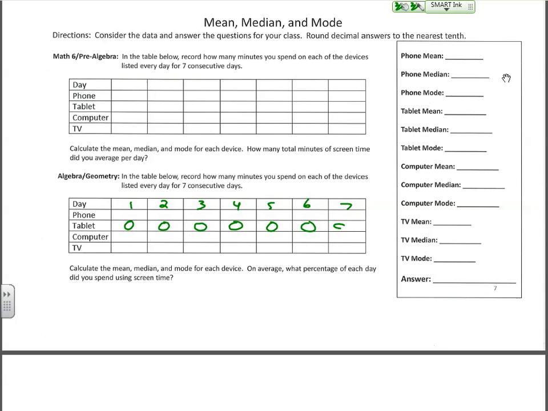But whenever you are in front of a screen, you need to be keeping track of how much time you spend. Your job in algebra is to calculate the mean, median, and mode for each device. And then, on average, what percentage of each day do you spend using screen time? If your mean for all of your screen time together is 12 hours, that's a lot, by the way, but if it is, then 12 hours out of a 24-hour day, on average, you spend 50% of your day in front of a screen. That's how you calculate that.